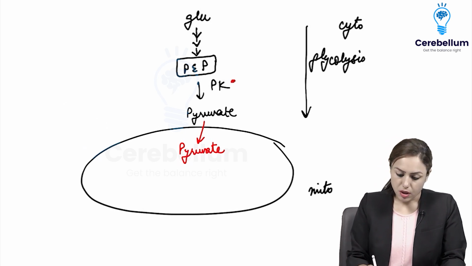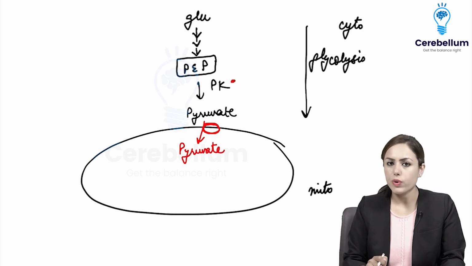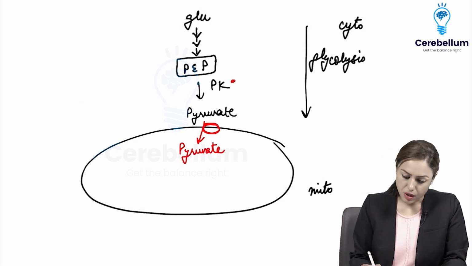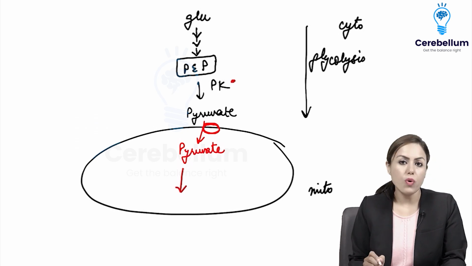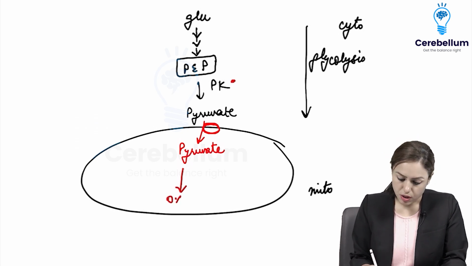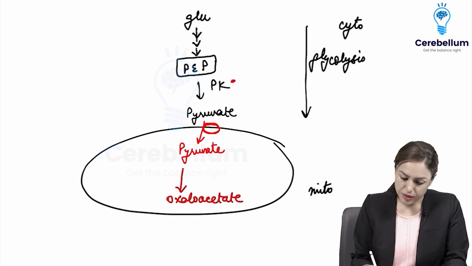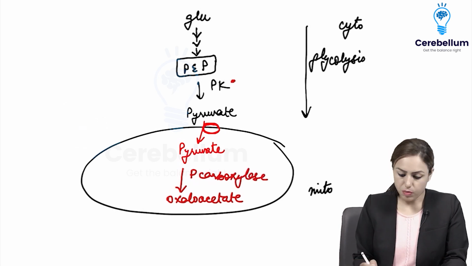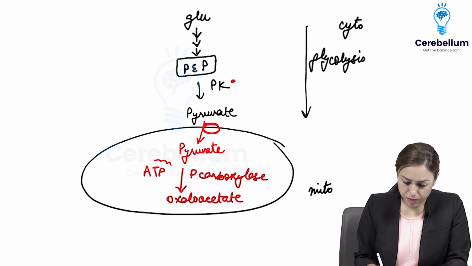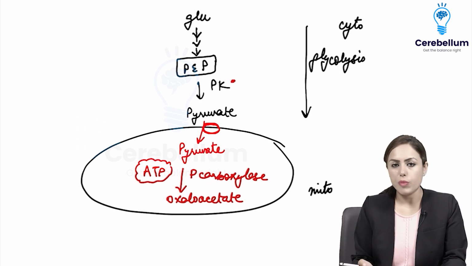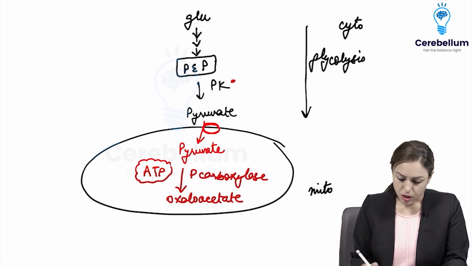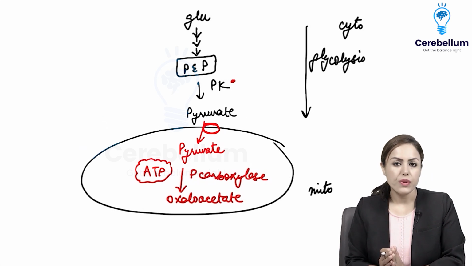In gluconeogenesis, this pyruvate will enter mitochondria, right? You know that this is pyruvate proton symport with the help of which pyruvate enters mitochondria. Now, you already know that the first step of gluconeogenesis is formation of oxaloacetate from pyruvate. Enzyme is pyruvate carboxylase. Any carboxylase uses ATP, right? ATP is used here, carbon dioxide is added here. Now only this step occurs in mitochondria. Next steps will occur in cytoplasm.